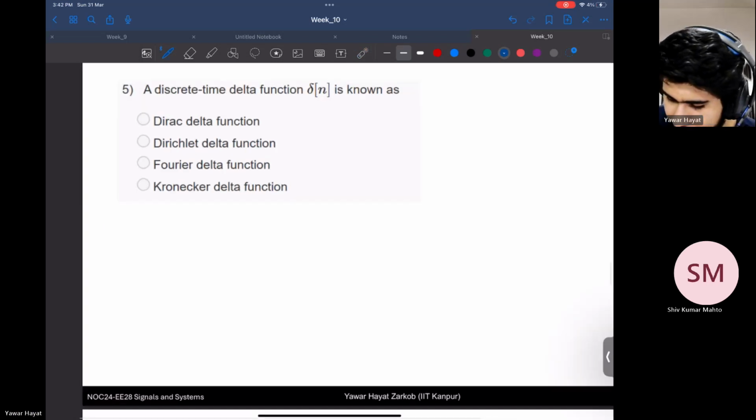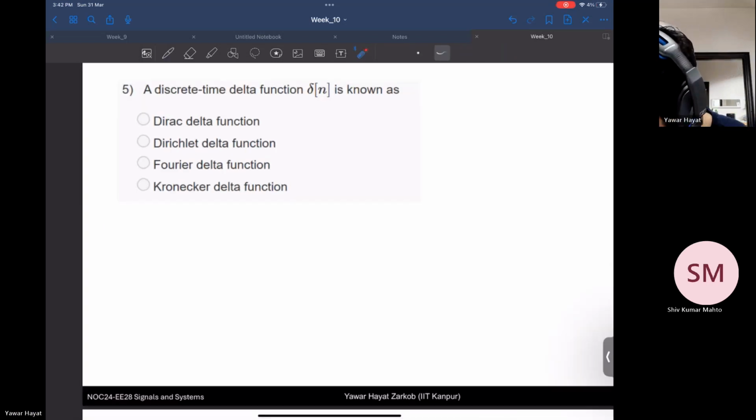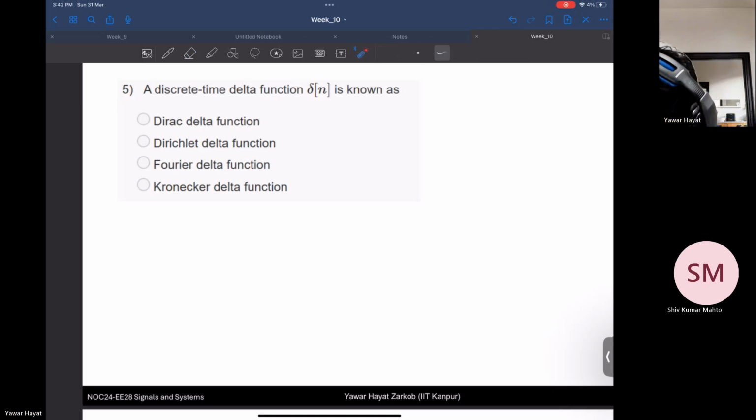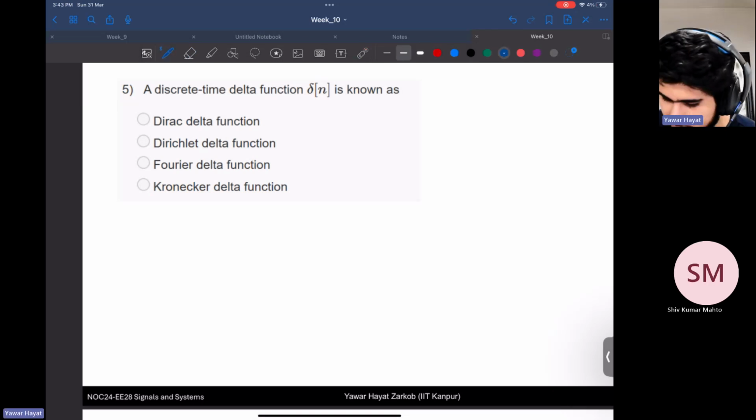I'm sure we would have seen this Kronecker delta function somewhere in physics, I guess. So what is this Kronecker delta function?